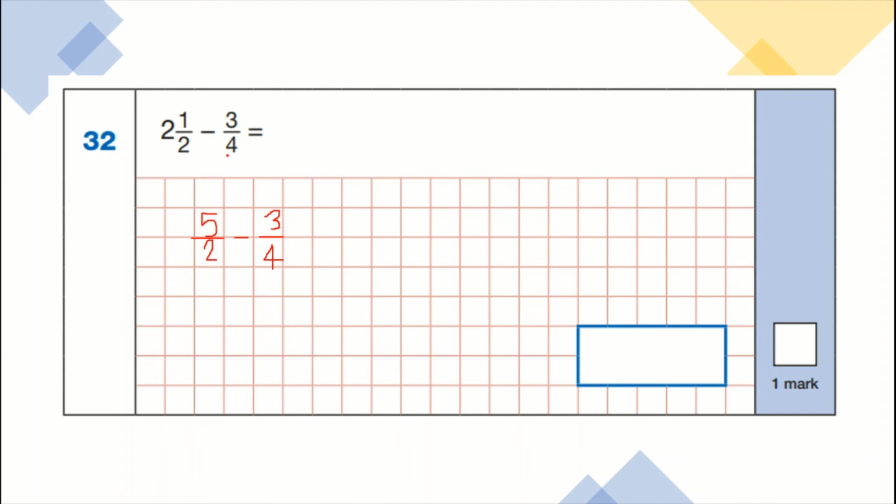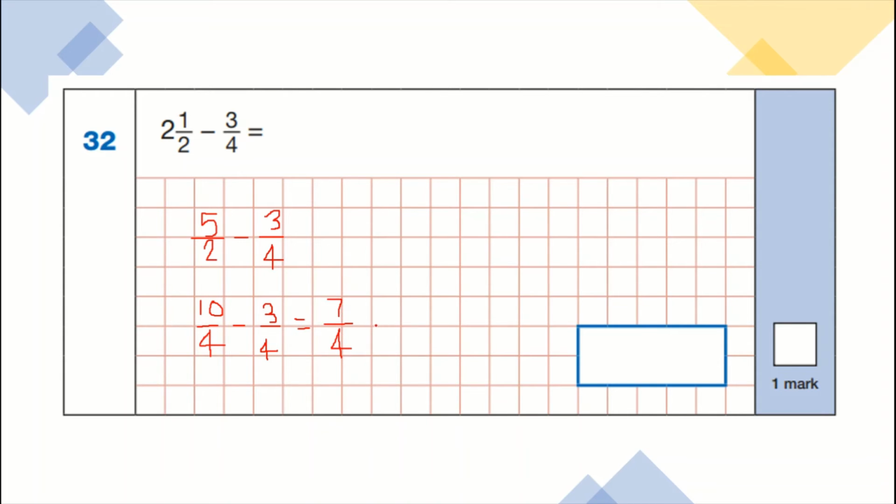Now 2 and 4 both have a common multiple of 4. So we can keep this 4 the same and change this one to a 4. So if we change that to a 4, we're timesing it by 2. So whatever we do to the bottom, we also do to the top. So 5 times 2 is 10. And this fraction stays the same, minus 3 over 4 equals, the bottom number will still stay the same, 10 minus 3 is 7.